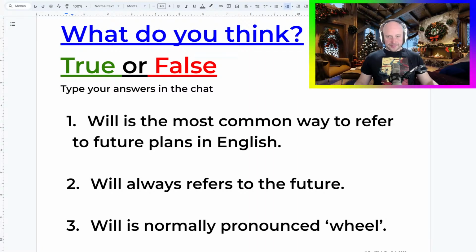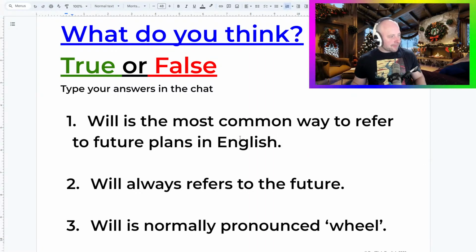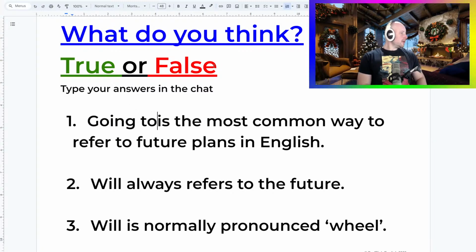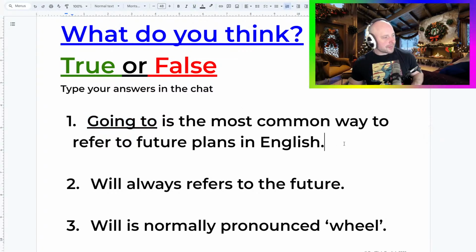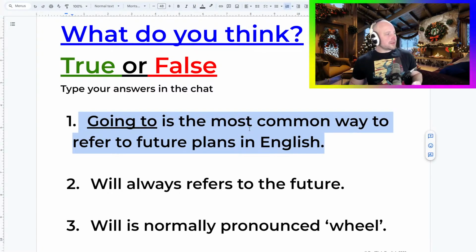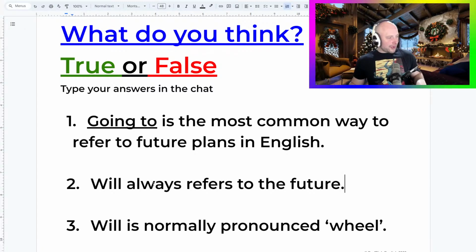However, it's not the most common way of referring to future plans. Certainly not in spoken English anyway. Gonna is the most common way of referring to future plans in English. So that one was false. Number 2, will always refers to the future. That is totally false. I don't know why you thought that was true.